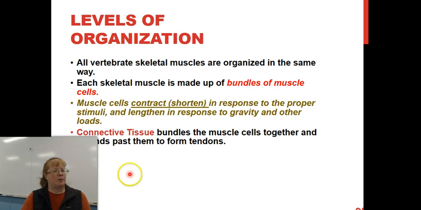All right, skeletal muscles and muscle cells and muscle tissue are organized in a certain way with smaller and smaller repeating bundles. All skeletal muscles are organized in this way, and those muscle cells, of course, are going to contract, shorten, and be able to do their job. And we have connective tissue membranes that wrap around those bundles of muscle cells.